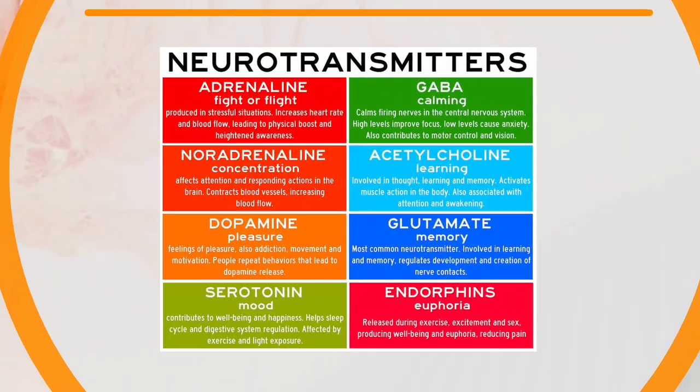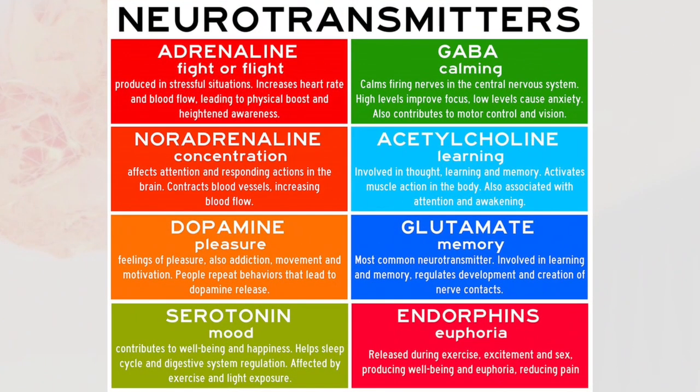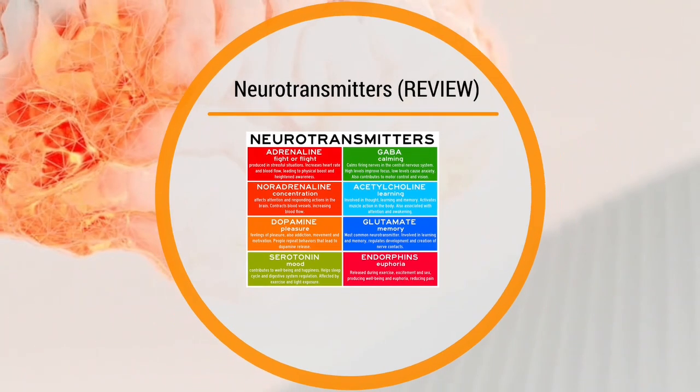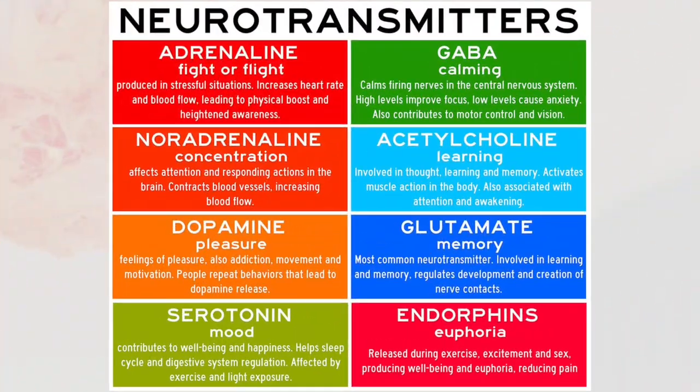Just a quick review. We just went over this. GABA is calming, adrenaline is concentration, acetylcholine is your learning and memory, dopamine is for pleasure and rewards, glutamate is for your memory, serotonin is your mood, and then endorphins that we described earlier. Just a review of neurotransmitters.